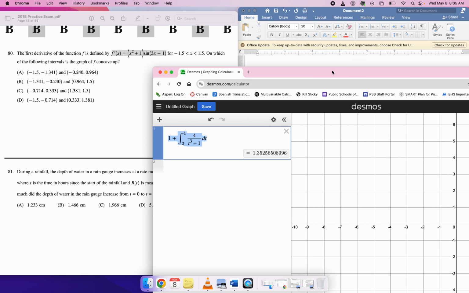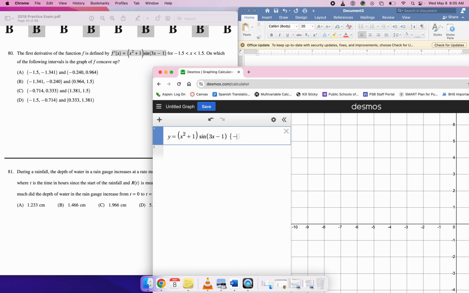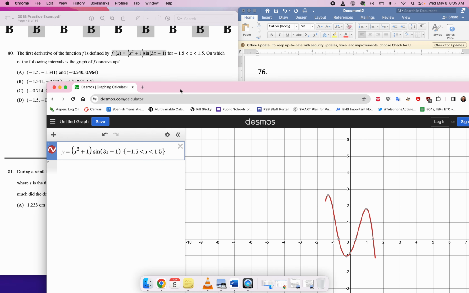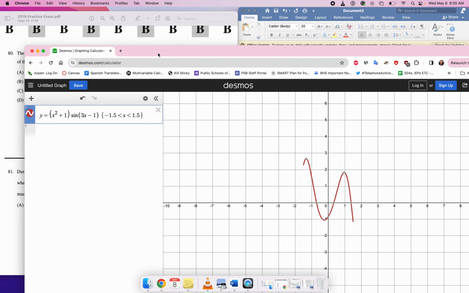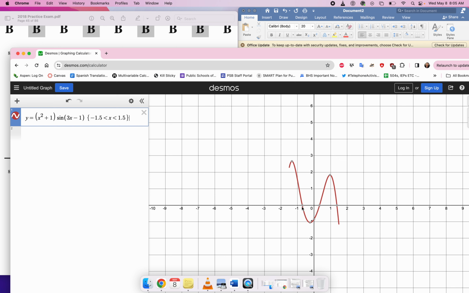So it is x squared plus 1 times sine of 3x minus 1. And I'm only interested in the interval from negative 1.5 to positive 1.5, so you should adjust your viewing window on your graphing calculator so that it only displays that interval. If I look at this, okay, I want to know, when is this function increasing? Well, two places, right?